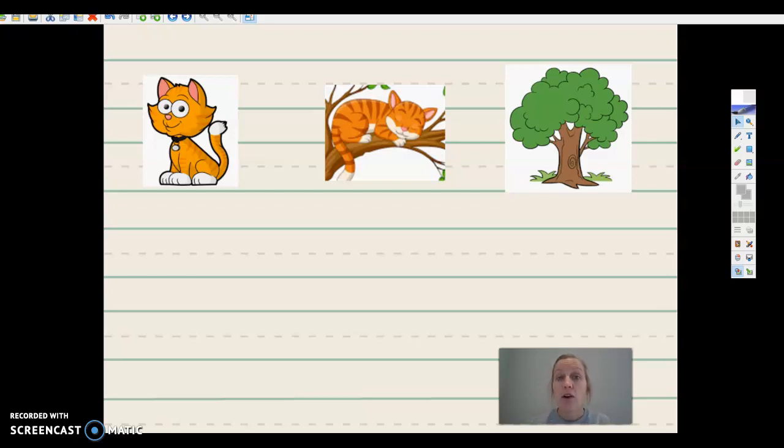You are going to write along with me as we write this sentence. I have a picture of a cat and the verb sleeping and the noun in a tree. So we are going to write a sentence, but we can't say cat, sleep, tree. That's baby talk. So we need to make sure we have those small connecting words in between. The cat is sleeping in a tree. Say that with me. The cat is sleeping in a tree.